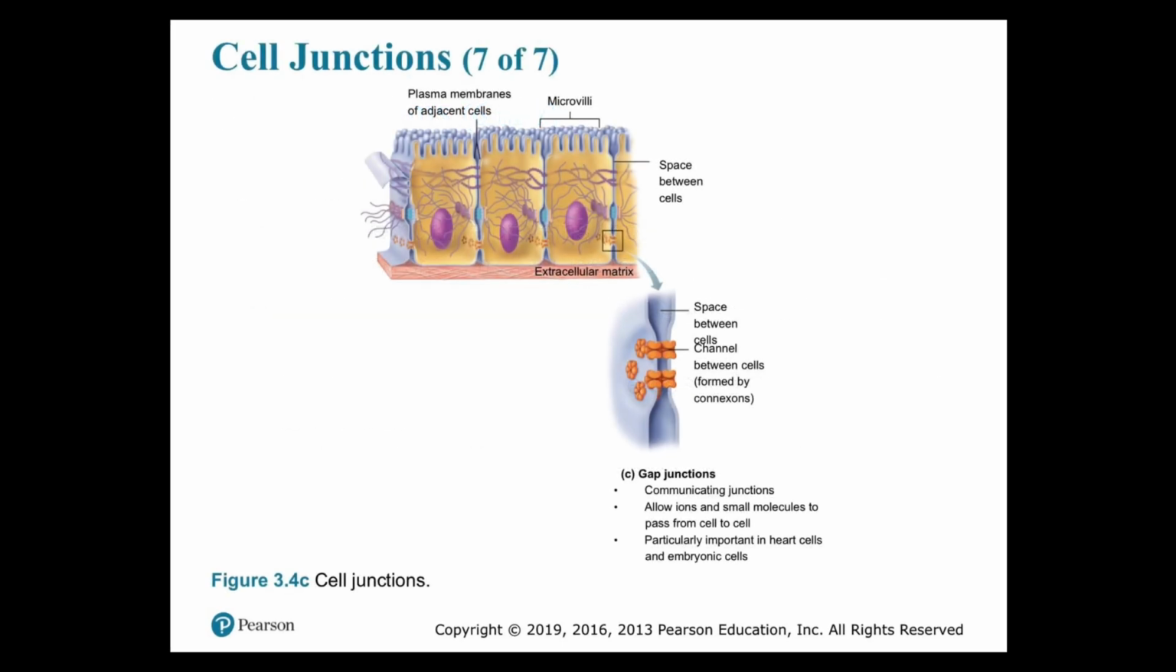Figure 3.4c, we can see gap junctions. They're communicating junctions. They allow ions and small molecules to pass from cell to cell, and are particularly important in heart cells and embryonic cells.